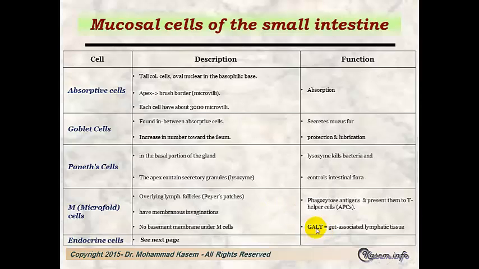The GALT is the gut-associated lymphatic tissue. Abbreviation of GALT, the gut-associated lymphatic tissue, by which we mean those of Peyer's patches. The endocrine cells are described in the next table.